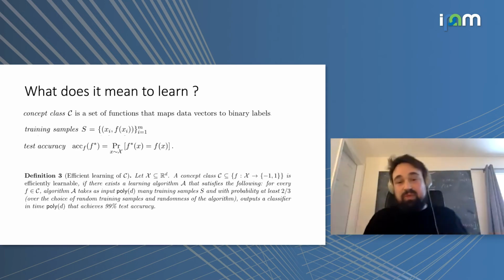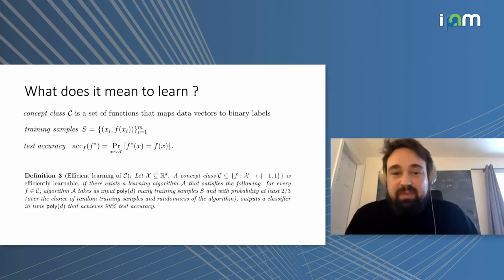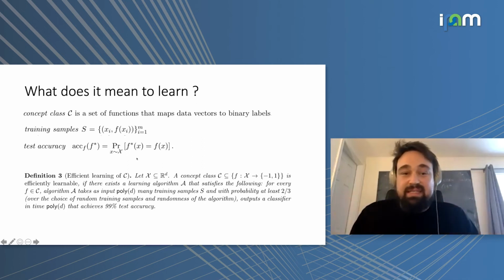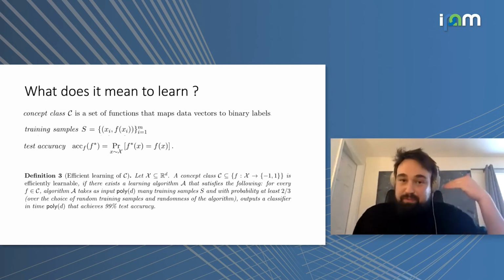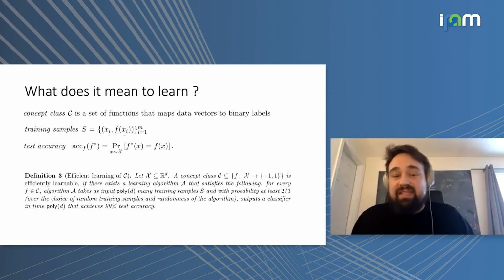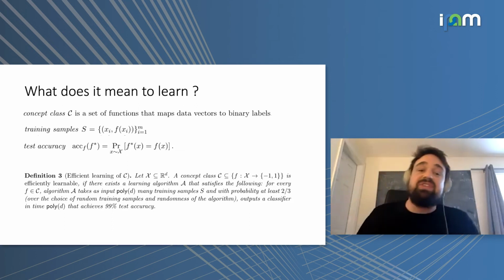Okay, so what you declare now is an efficient learner. Given a concept class C, you say this concept class has an efficient learner if you have an efficient classical learning algorithm that, with polynomially many training samples, allows you to achieve a very high test accuracy, say 99%, where evaluating the classifier is efficient and training the classifier is efficient.